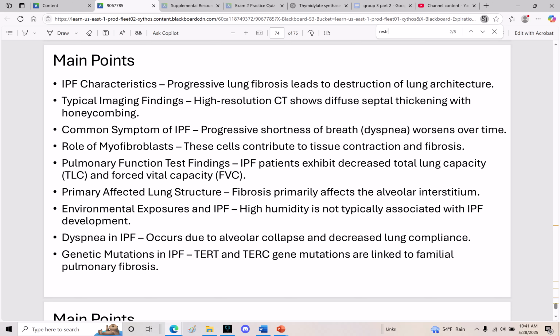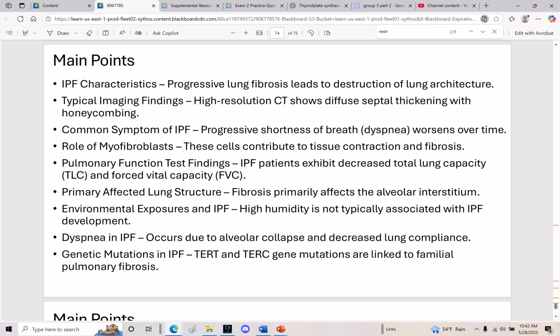Environmental exposure: high humidity is not typically associated with it. Basically, the exposures that you will see in the questions are going to be silica causing silicosis, or coal dust, pneumoconiosis, or others like asbestosis and so on. But environmental humidity is not one of them. Dyspnea occurs due to alveolar collapse and decreased lung compliance.